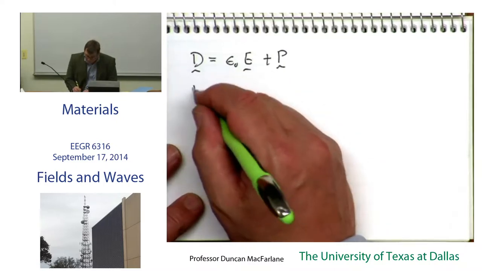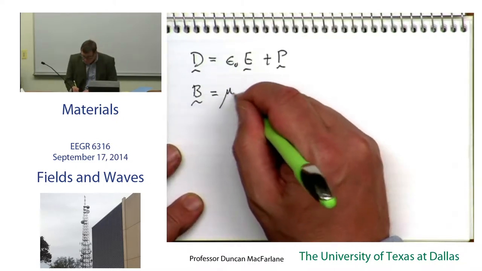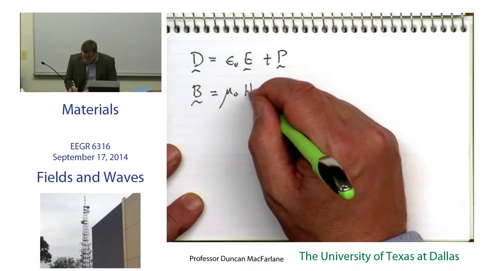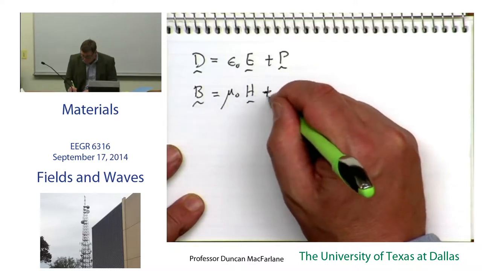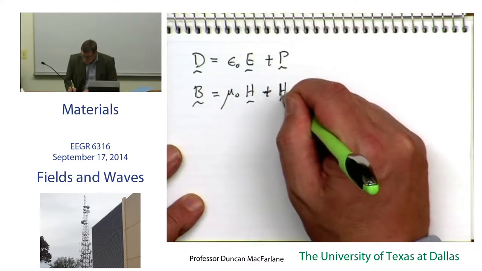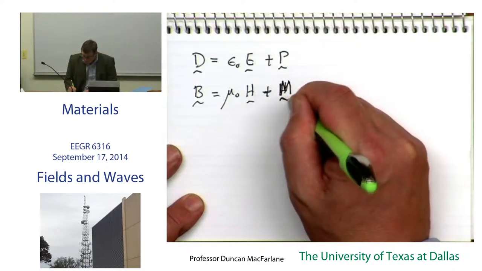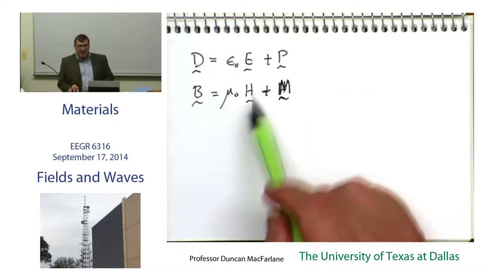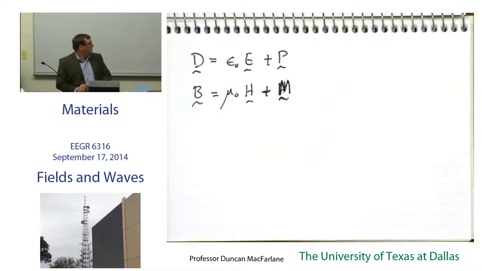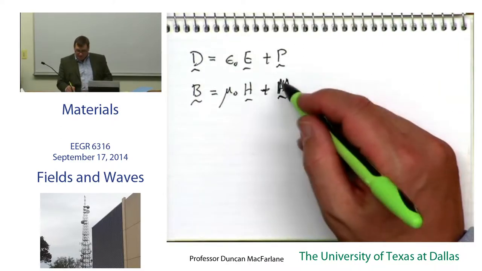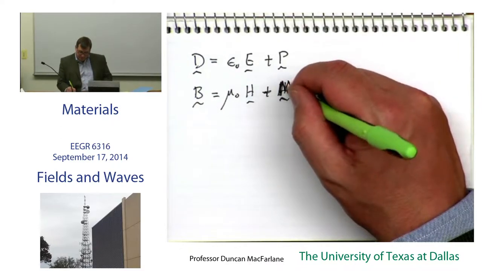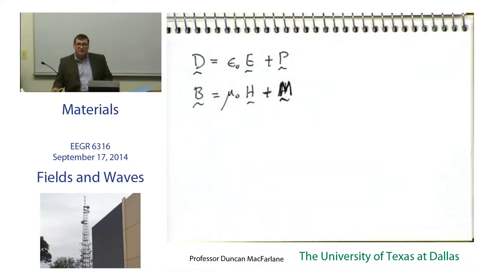Similarly, we write for the relationship between B and H, a relationship that governs free space, and then the magnetization, the macroscopic magnetization, which is the material response. Okay.